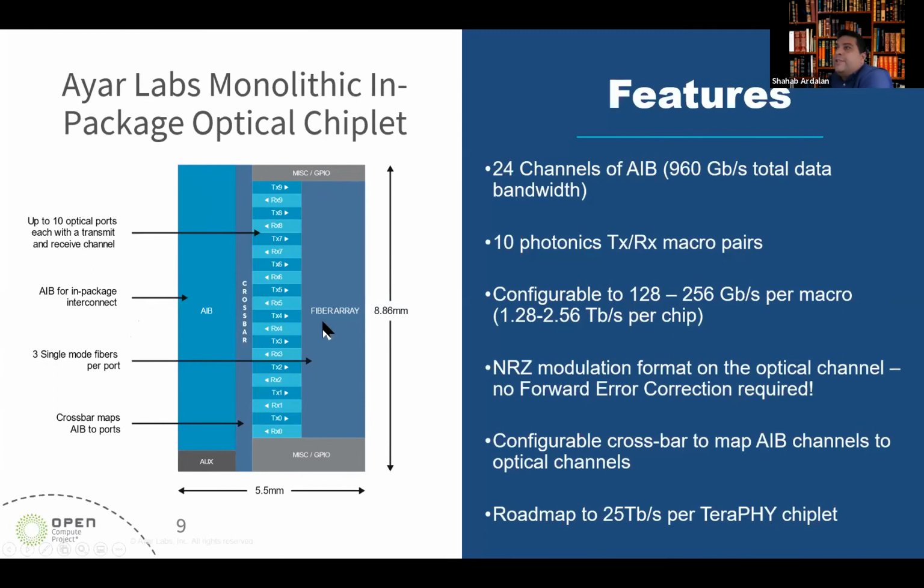And then at the right side, you see the huge area for fiber attach, which fiber comes actually directly here. With this configuration, we can actually achieve something between 1 to 2.5 terabit per second. The modulation that we use is NRZ, not PAM4, therefore no FEC is required. Latency is so low. And in our roadmap, we show that we can go up to 25 terabit per second per PHY.